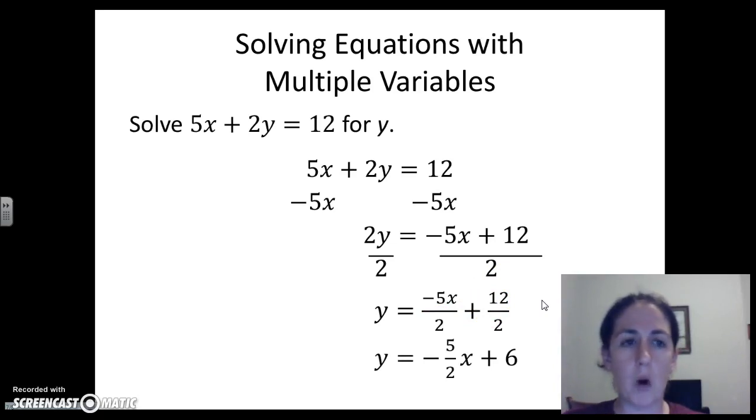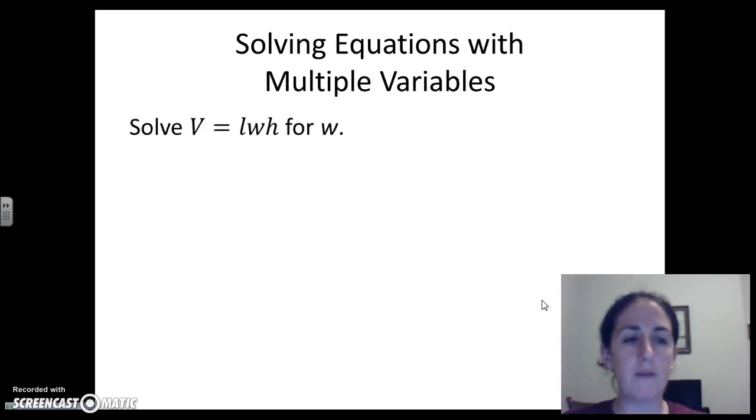Let's take a look at one more. Let's solve V equals LWH for W. Now the operation here is L times W times H. You've probably seen this before, volume equals length times width times height. So we're going to start with that. We want to get W by itself.